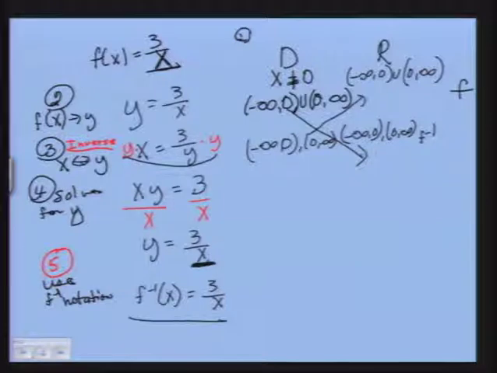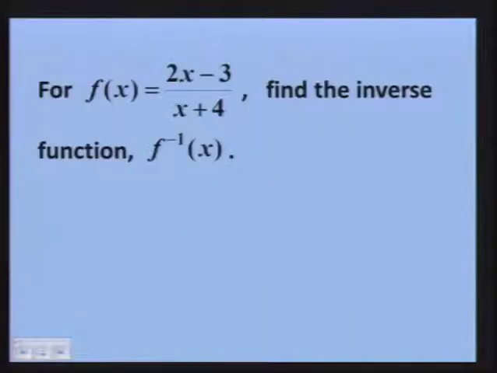You notice anything kind of spooky about this? F of x equals 3 divided by x is its own inverse. That's unusual, isn't it? That's why I picked that problem. I wanted us to look at a problem where that happened.